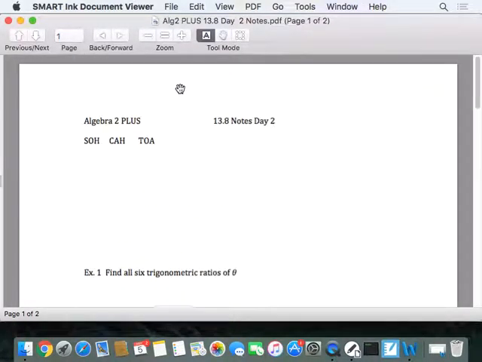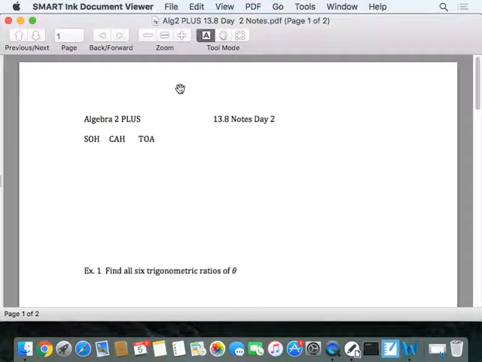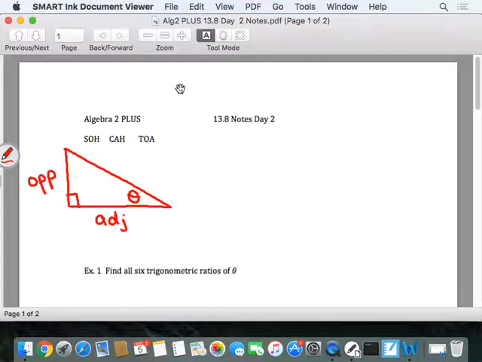All right, today we are going to spend a second day on 13.8. So you have the notes in front of you. Let's review SOHCAHTOA and the three reciprocal trig functions. Go ahead on your papers and draw a right triangle. Across from theta we call the opposite side. Beside it is the adjacent, and the hypotenuse is always across from the right angle.